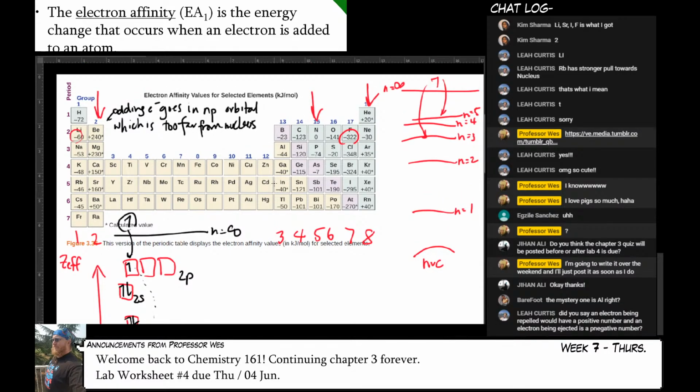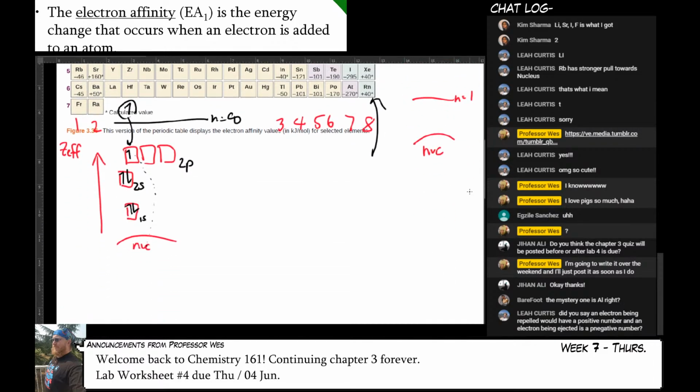It turns out the same reason happens over here in this column. If I were to add an electron to neon, neon looks like this, 1s2, 2s2, 2p6. And if I were to add an electron to neon, it goes in the 3s orbital.